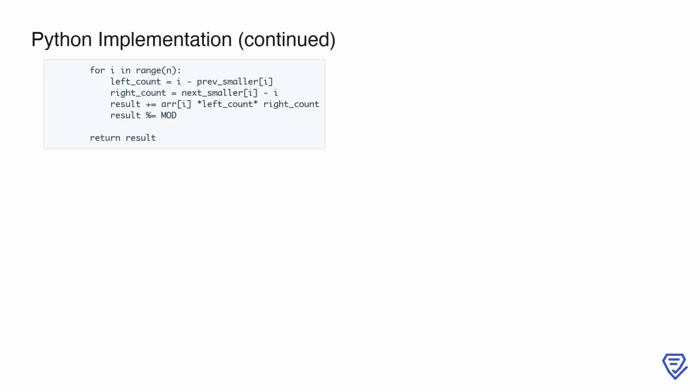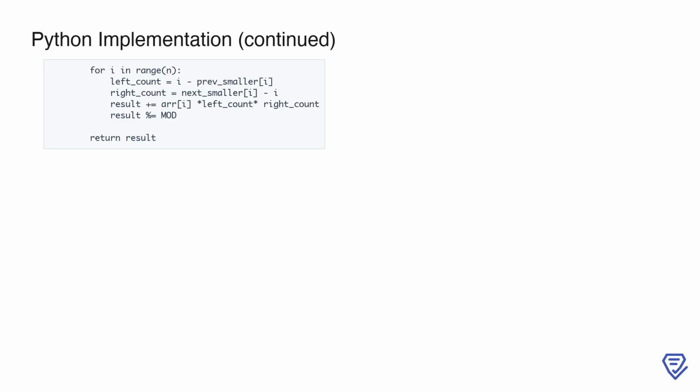For each index i in the array, we compute left_count, which is the number of subarrays where the current element is the smallest and extends to the left. This is given by the difference between the current index and the previous smaller index. Similarly, right_count is the number of subarrays extending to the right, where the current element is the smallest, and is calculated as the difference between the next smaller index and the current index.